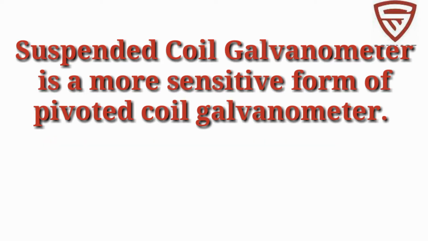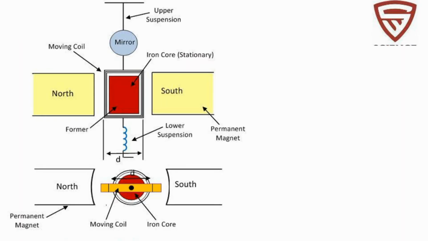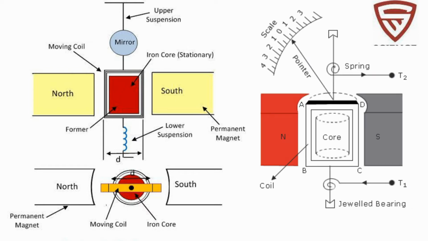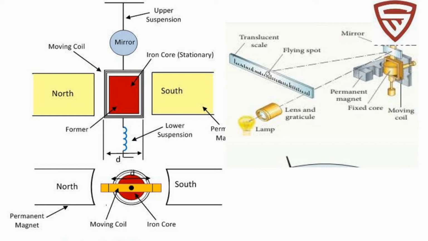The suspended coil galvanometer is a more sensitive form of the pivoted coil galvanometer. In construction, it is similar to the pivoted coil galvanometer. The difference is that in the pivoted coil galvanometer, 2 springs were used, but in the suspended coil galvanometer, 1 mirror is used in place of 1 spring, and this mirror is used to increase the sensitivity of the galvanometer.